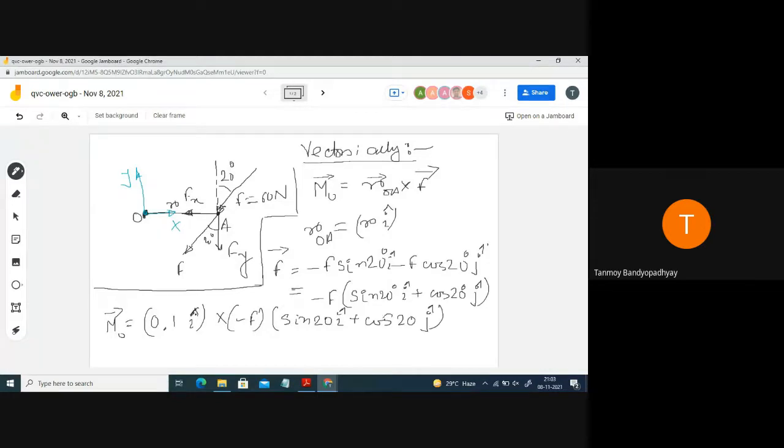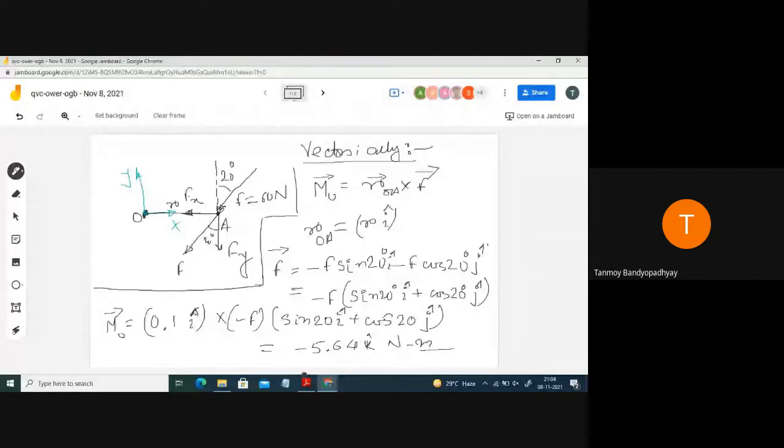So just complete it at your home. The answer will come out to be something like minus 5.64 k cap Newton meter. Just try it at your home. So you are getting the direction also. It is in the positive Z direction, so that is coming out from the board. You can understand the positive Z.